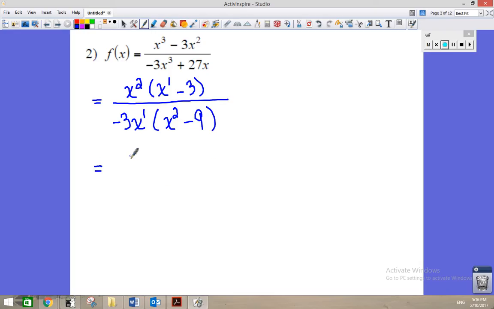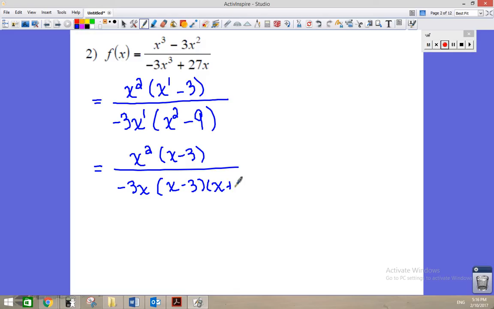Alright, so I've got x squared times x minus 3. In the denominator, I have a negative 3 times x. x squared minus 9 factors to x minus 3 times x plus 3. So here in factored form, I'm ready to state my domain.